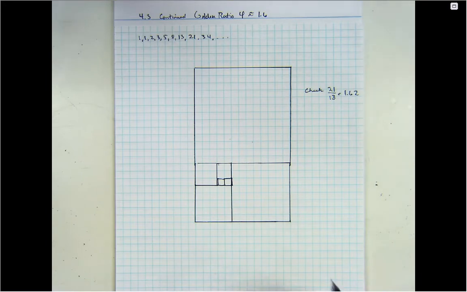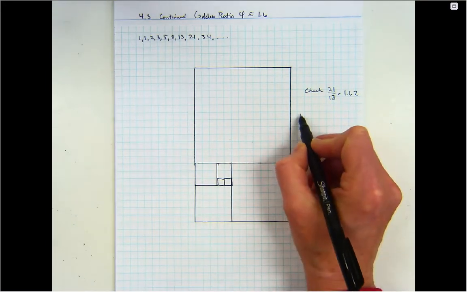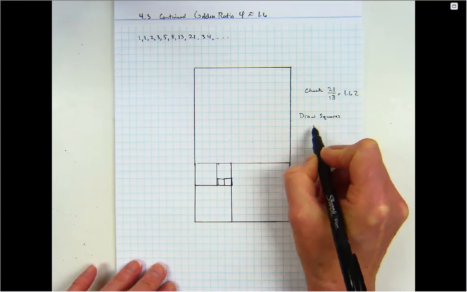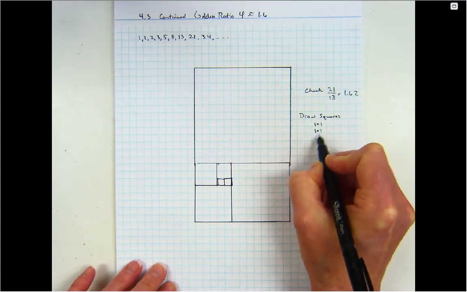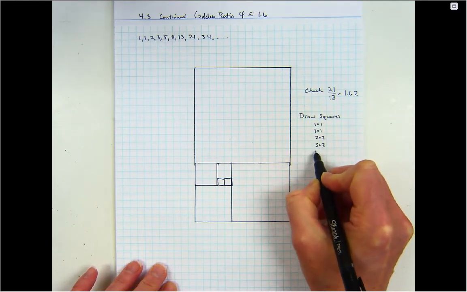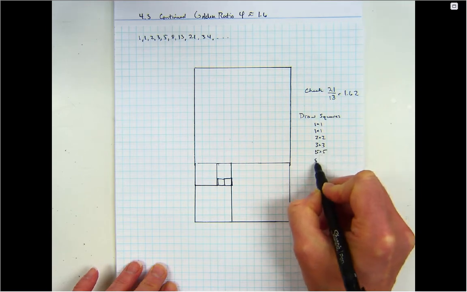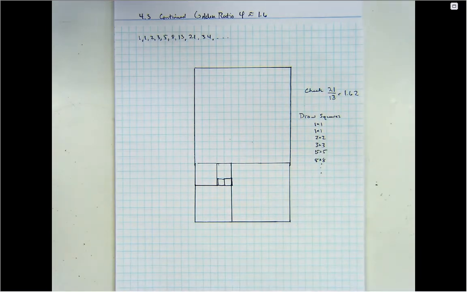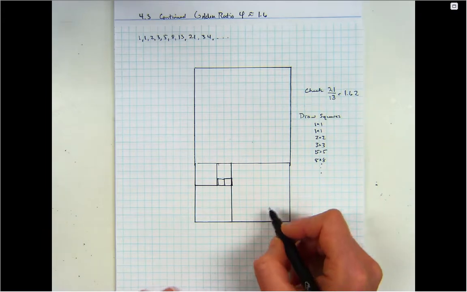So what did we do? We just drew squares. We drew them 1 by 1, and then another 1 by 1, and then a 2 by 2, 3 by 3, 5 by 5, 8 by 8, and so on. And as we draw those, we're spiraling in a counterclockwise direction.